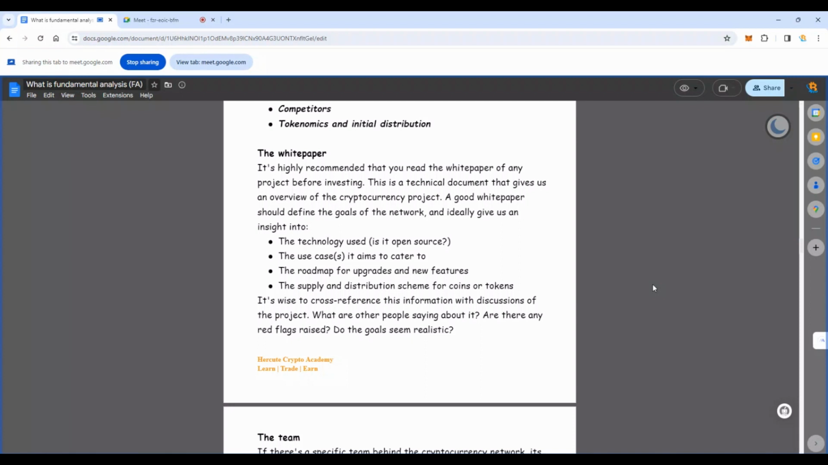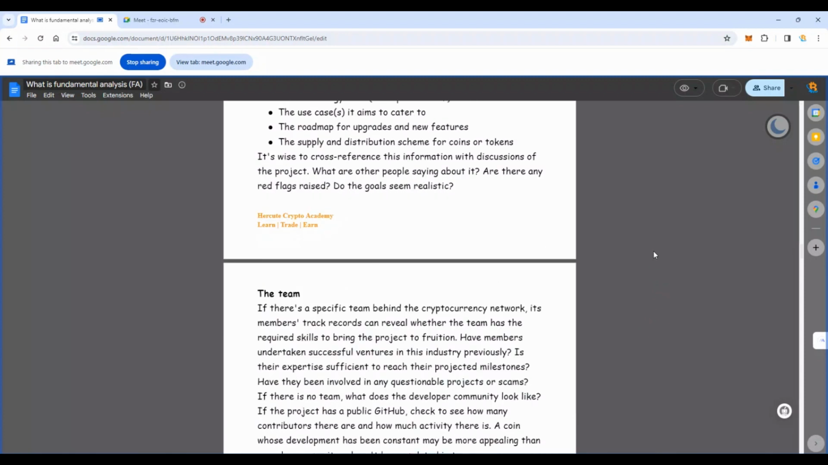Now, the other most important thing is the supply and distribution scheme for coins or tokens. Now, it is wise to cross-reference this information with discussions of the project. What are other people saying about it? Are there any red flags raised? Do the goals seem realistic? Because the other projects that we launch, things that don't seem realistic. So it's very, very important that you look at whether the goal is realistic.